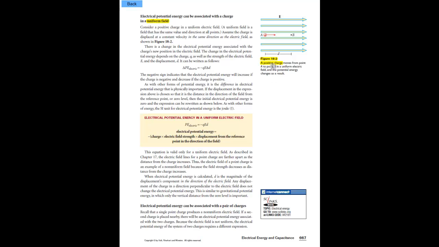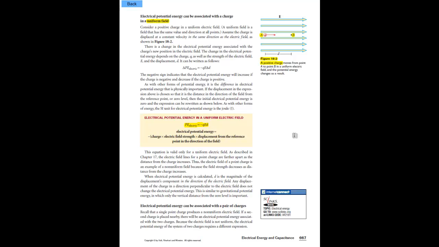Now, if that particular charge moves, say from point A to point B, that change of position would be associated with a change of electric potential energy. How much did it change? Well, there's your formula right there that would help you figure it out. What's my charge? Is it positive, negative, and what magnitude? What's the electric field strength? And how far was the displacement?